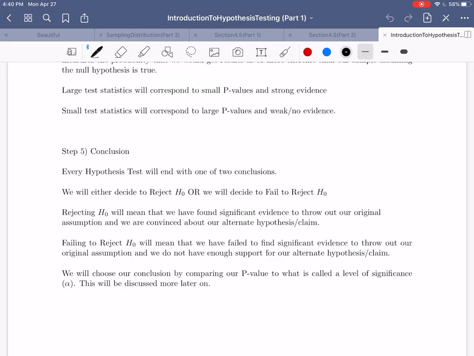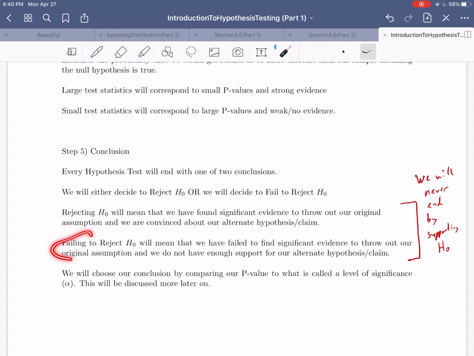Now, I do want to make a note here, and we'll talk a little bit more about this as we do our example, helping you guys understand this. We will never end by supporting H0. You notice that the phrasings of these two things are always in terms of rejecting H0. We either successfully throw it out or we fail to throw it out.